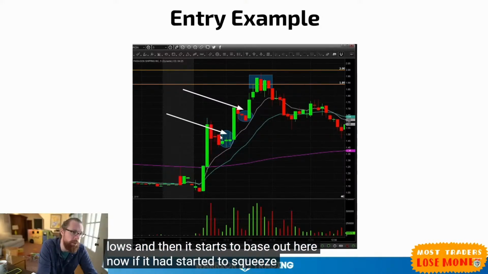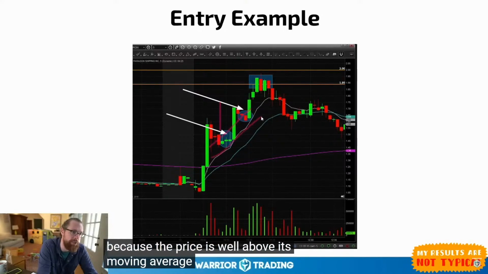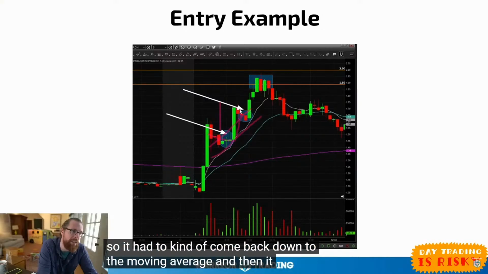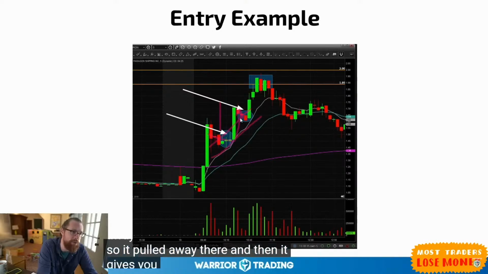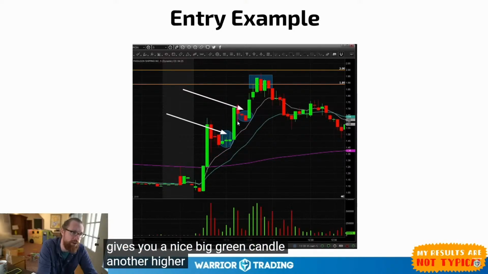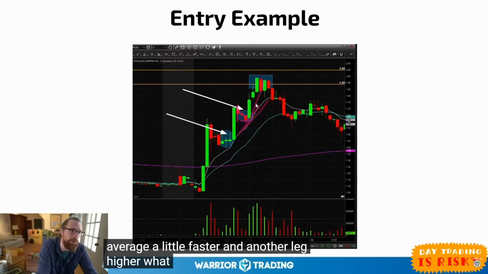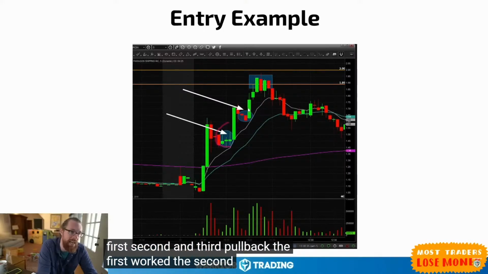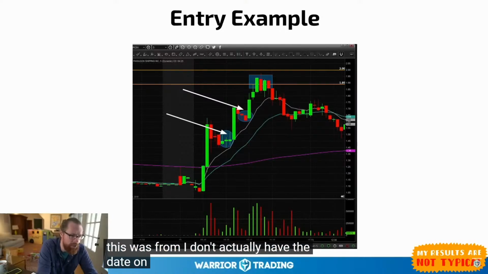Now, if it had started to squeeze right here, that would have been premature because the price is well above its moving average. So it had to come back down to the moving average, and then it pulled away. It gives you a nice big green candle, another higher volume red candle. It pulls back, this time to the moving average, a little faster, and another leg higher. What do we notice here about the first, second, and third pullback? The first worked. The second worked. The third failed.